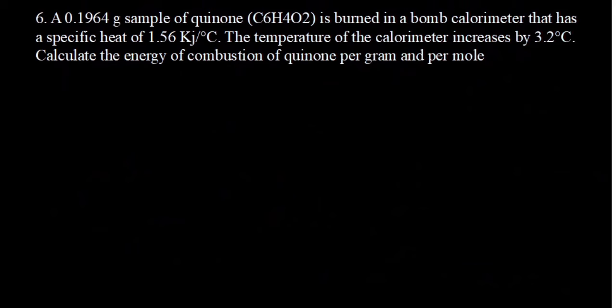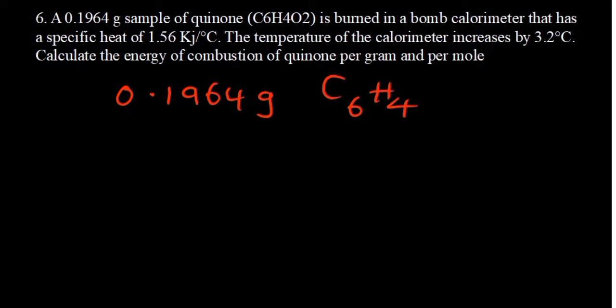In the question, what data have we been given? We've been given the mass, 0.1964 grams. The formula is C6H4O2. The specific heat capacity has been given to be 1.56 kilojoules per degree Celsius. The temperature increases by 3.2, so that is the change in temperature already. So we determine our Q.